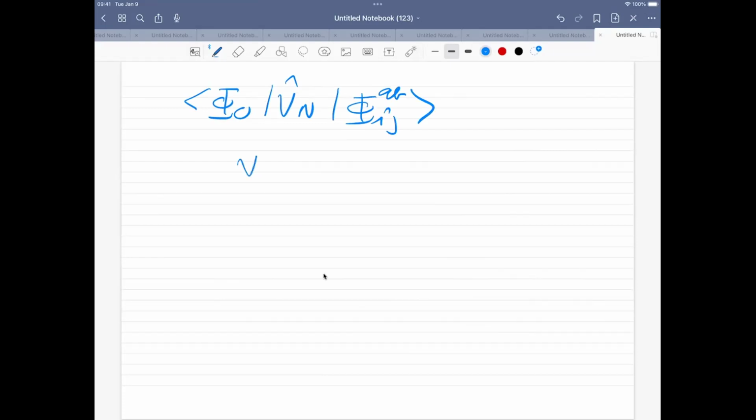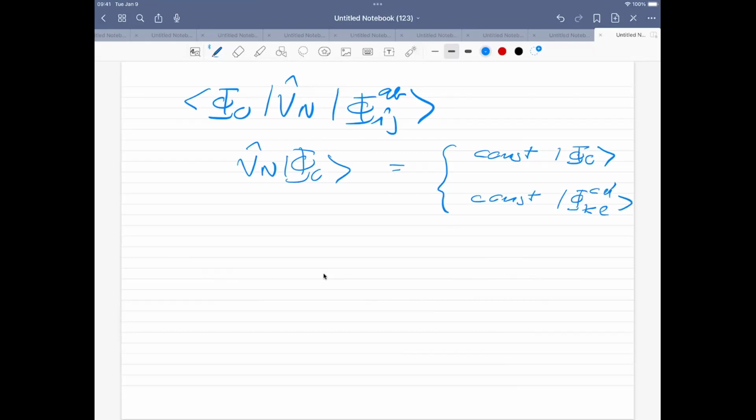So if we now look at V_N acting on phi 0, this is something which we agreed can give us either a constant times phi 0, or a new constant times a state, which I'm just going to label as phi_kl^cd. So we can either get a two-particle, two-hole state, or a zero-particle, zero-hole state. So that means that this can now give us a term which is non-zero, and that would come from this term which we see here.